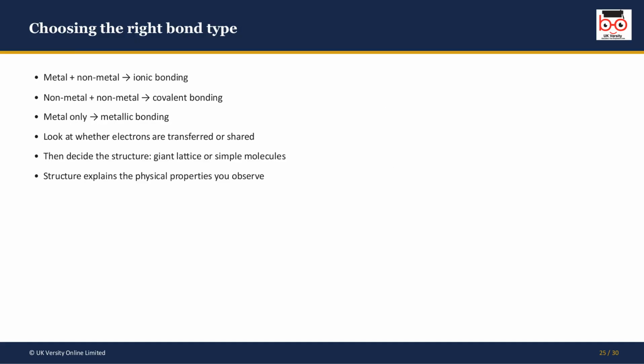Here's a handy decision guide. A metal plus a non-metal gives ionic bonding. A non-metal plus a non-metal gives covalent bonding. A metal on its own gives metallic bonding. Then ask whether electrons are transferred or shared and decide the structure: a giant lattice, or simple molecules. And remember, it's that structure which ultimately explains the physical properties you actually observe.